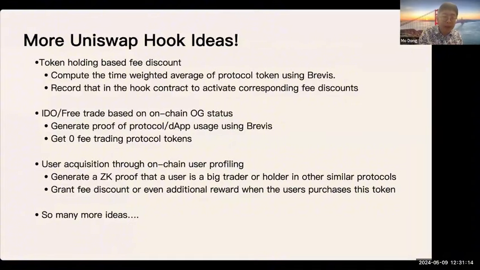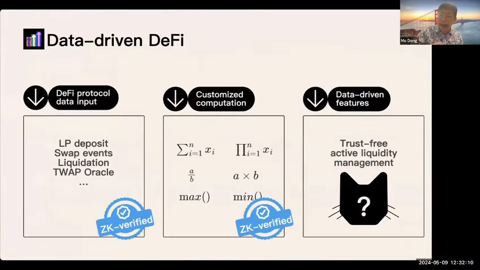And there are many more ideas. Other than hooks, there are many other things you can build, such as trust-free active liquidity management. You can allow on-chain hedge funds to prove on-chain that they're moving your liquidity or your LP position in Uniswap or any other DEXs or protocols faithfully, based on a predefined algorithm and on-chain triggering condition. So they're not just arbitrarily moving things around.